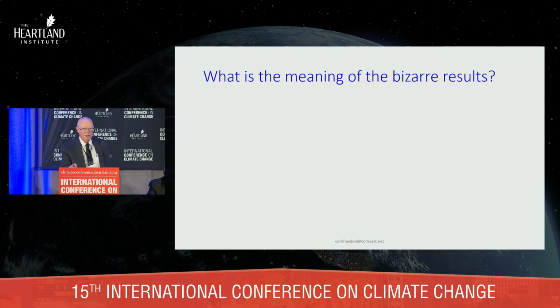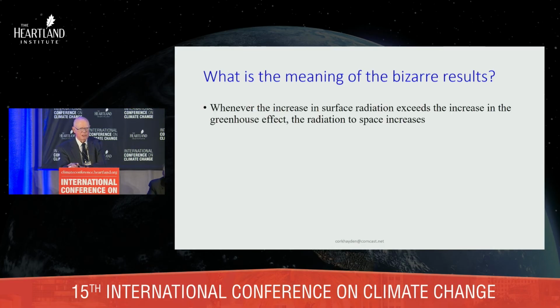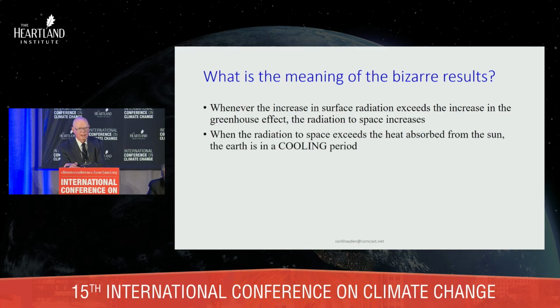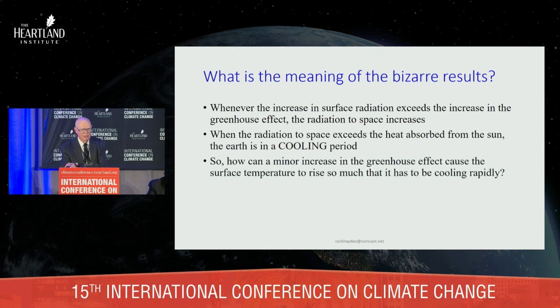I'll show you a little bit more about him. Anyway, what's the meaning of the bizarre results? Whenever the increase in surface radiation exceeds the increase in the greenhouse effect, remember, we're talking of a disequilibrium here, the radiation to space increases. And if the radiation to space increases, that means we're in a cooling period. So how can a minor increase in the greenhouse effect cause the surface temperature to rise so much that it now has to be cooling rapidly? Only the IPCC knows for sure, or maybe their hairdresser.